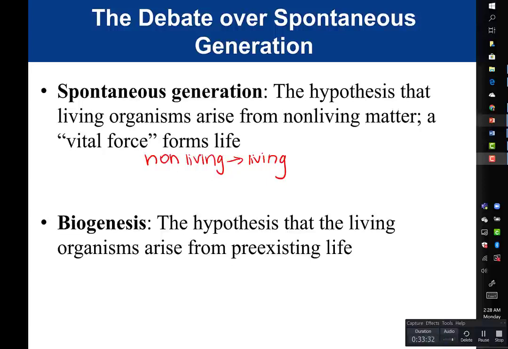Biogenesis, on the other hand, is the hypothesis that living organisms arise from pre-existing life. So in this case, life gives rise to life, and life only comes from other pre-existing life. Life begets life. So this was the theory of biogenesis. Now, there was a debate for a period of time. Some scientists believed in spontaneous generation. Others believed in biogenesis. And so we're going to talk about several experiments that were done to see if biogenesis is the way or spontaneous generation is the way.